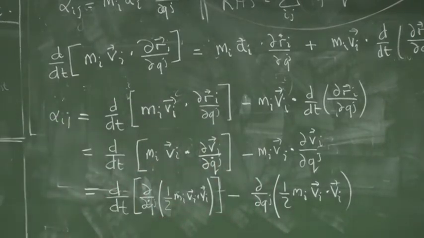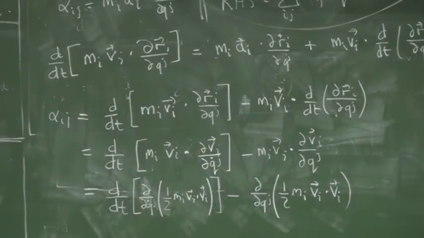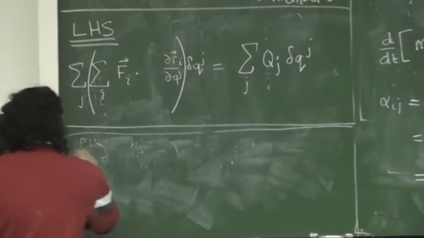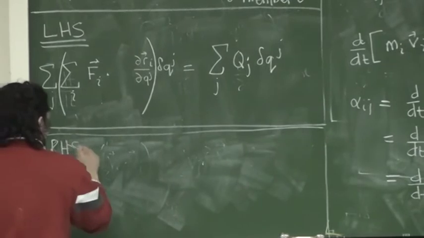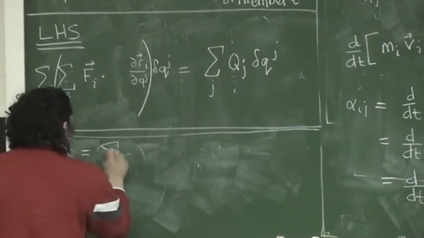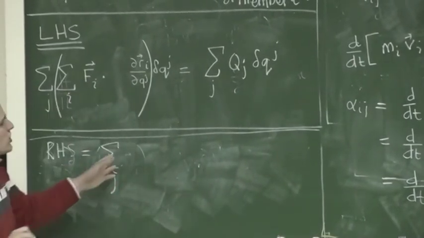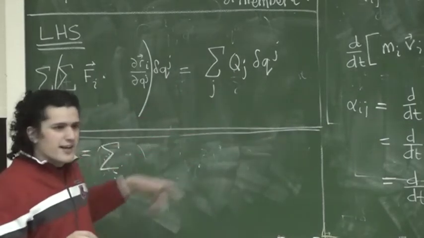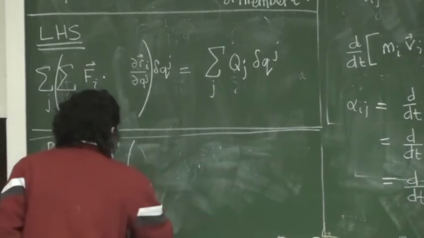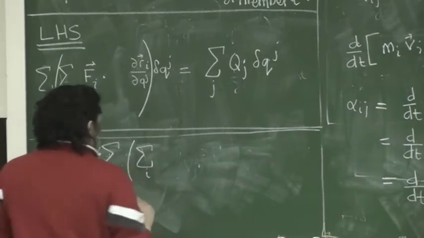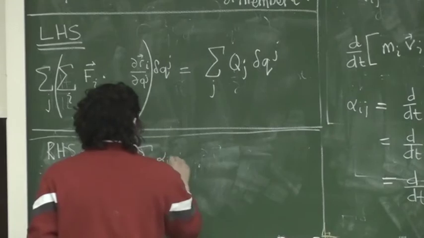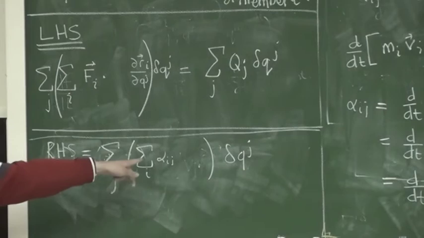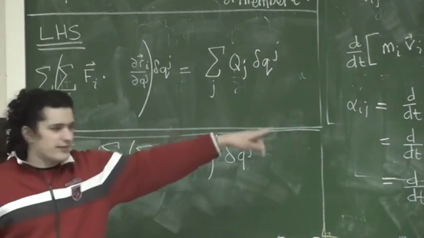I'm going to erase this little relationship. Let's write that out over here in this block. So the right-hand side is equal to the sum over j. I'm going to take the sum over j out, just like I did here. The sum over j is something times delta qj, right? The something is what happens when we sum over i, alpha ij. Well, let's replace alpha ij with what its value is.